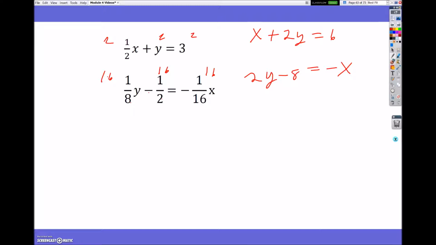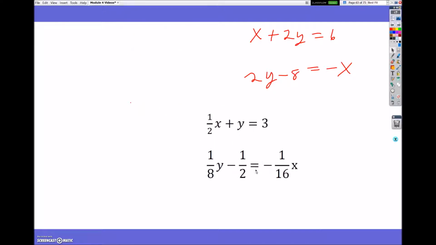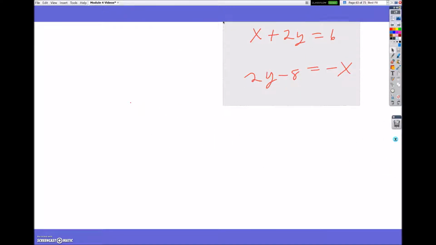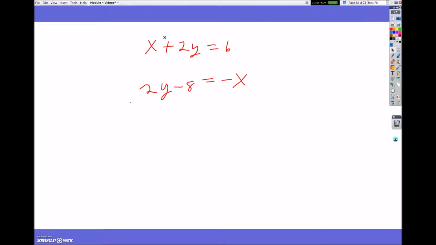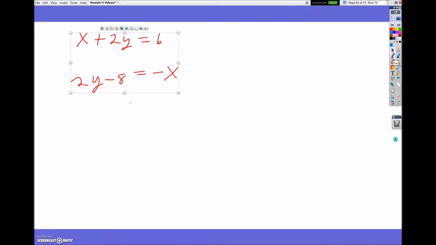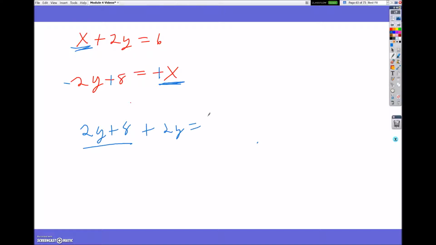Perfect. Okay, so now what we're going to do is I'm going to ignore these problems over here, the fraction ones, and I'm only going to focus on the new ones I created because they're equivalent and they're a little easier to work with. So I'm going to use substitution, and I'm going to multiply everything by -1 on the bottom. So this would be positive x, positive 8, negative 2y. And now every time I see an x, I'm going to substitute in 2y plus 8. So that was my x value. And then I still have plus 2y equals 6.